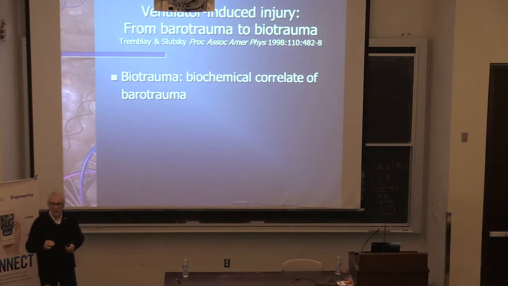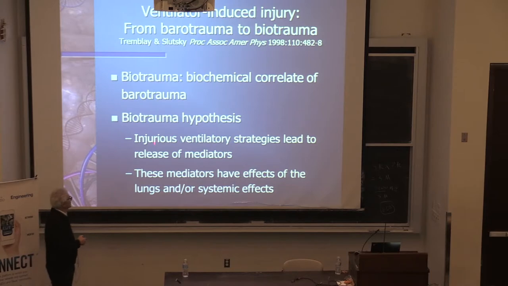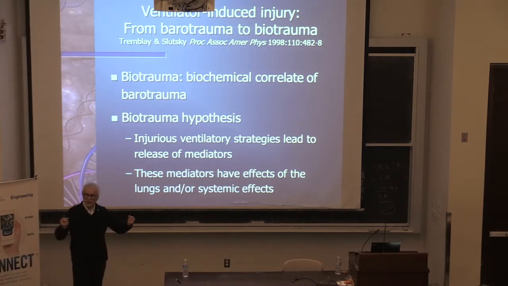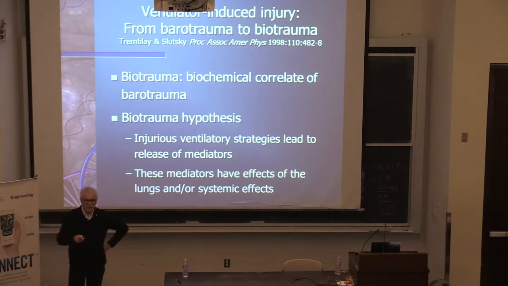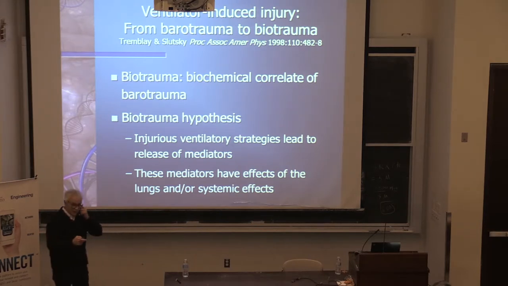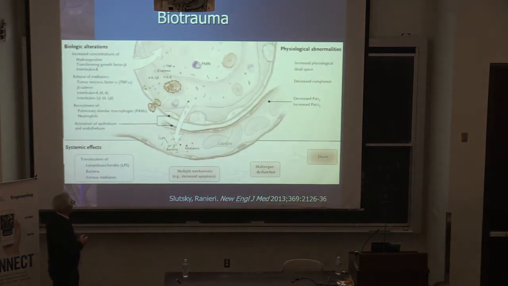This was novel at the time because it was known when you apply a physical force, as I said, you're going to get physical injury, but this is biological injury. And it turns out that the hypothesis we set out was that the injurious ventilatory strategies, if you stretch the lung too much and if you allow it to collapse and reopen, you could get release of these mediators. And more importantly, and I'll come back to this, if these mediators get into the bloodstream, you saw that the blood traverses through the lung, they can then affect other organs like the kidney, the brain, the liver. And this is summarized here.